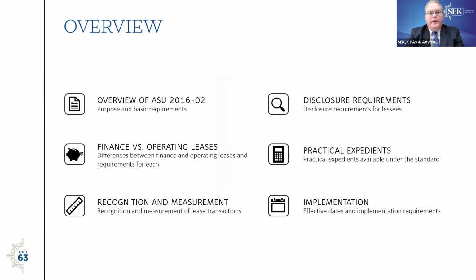So an overview of what we're going to cover today: we're going to go through the basic requirements of ASU 2016-02, which is the lease standard. We're going to go through the difference between finance and operating leases and the requirements for both. Recognition and measurement of lease transactions, we're going to go through some sample entries to see how they're recorded. Disclosure requirements, we're going to go through what is required for the lessees. We're going to go through some practical expedients that are available for implementation, and then implementation effective dates and requirements for implementation.